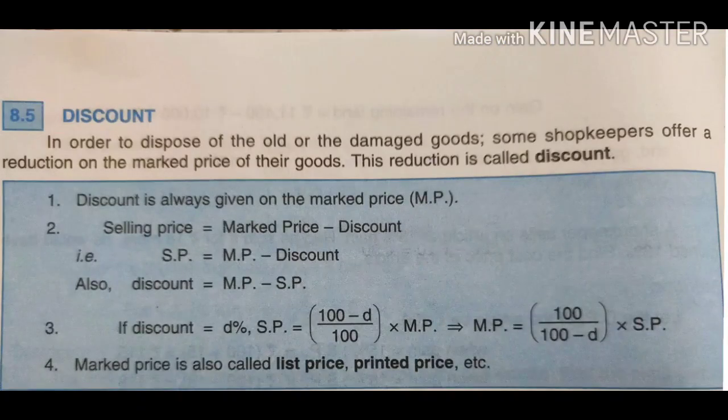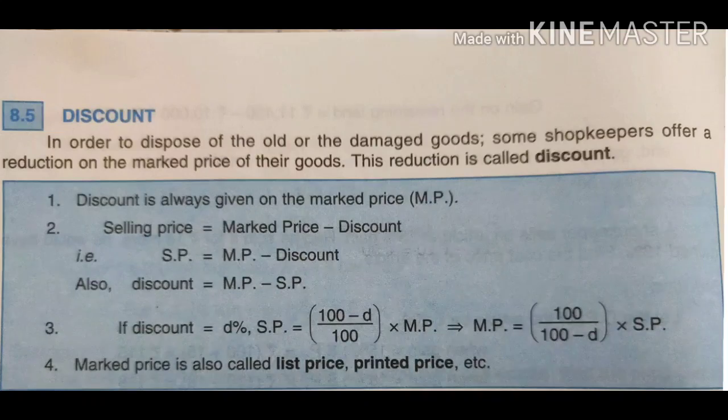Check. Discount in simple language, if I will tell you, a shopkeeper gives you an offer or the reduction on the marked price of their good. That reduction is known as discount. What does it mean? That if shopkeepers take less money than the printed price, that is known as discount. Okay, discount is always calculated on marked price.